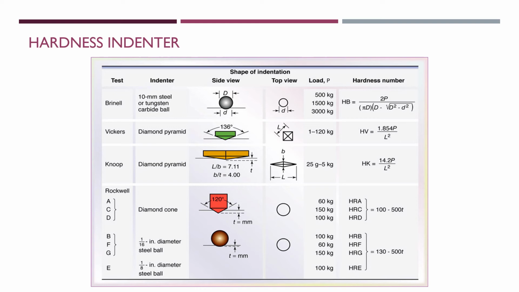So how you choose your hardness tester depends on the load. For harder material, you can use Brinell, Vickers, and also some grades of Rockwell. But for lower ones, you can use micro Vickers or Knoop. Okay, and how do you actually determine the hardness number? Here are some of the formulas.